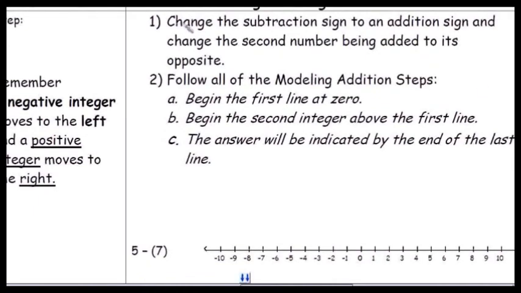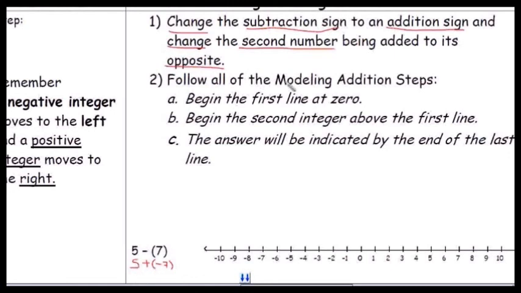Okay, so first thing I have to do is I have to change the subtraction sign to an addition sign and then change the second number that's being added to its opposite. So here's my problem, 5 minus positive 7. I'm going to change this problem. That minus sign, I'm going to change it to a plus sign because that's what this says right here. Change the subtraction sign to an addition sign. And then I'm going to change the second number to its opposite. So this 7 now is going to become a -7 because the opposite of a positive 7 is a -7.